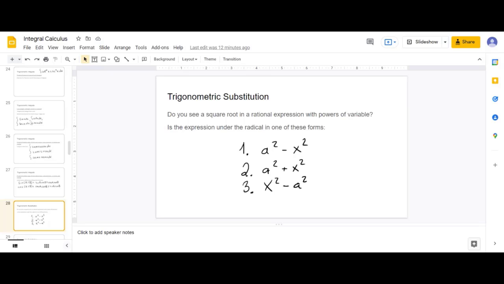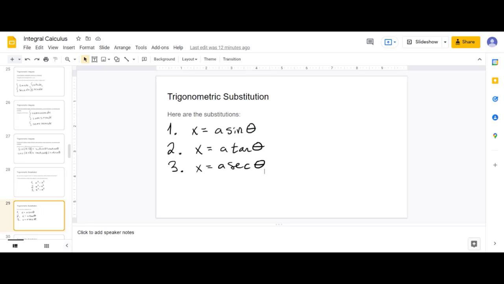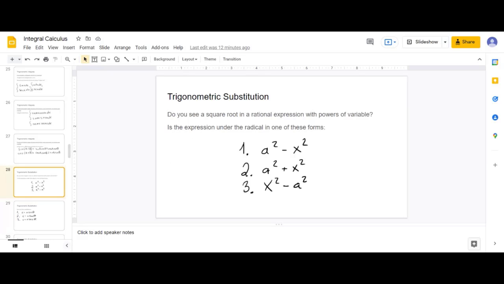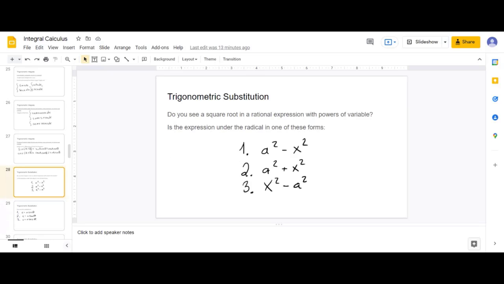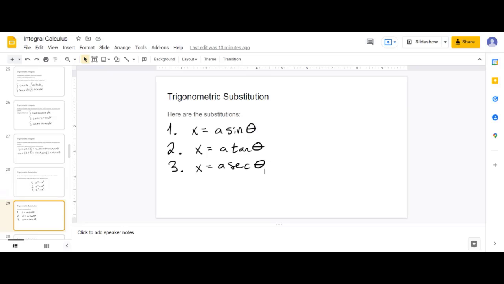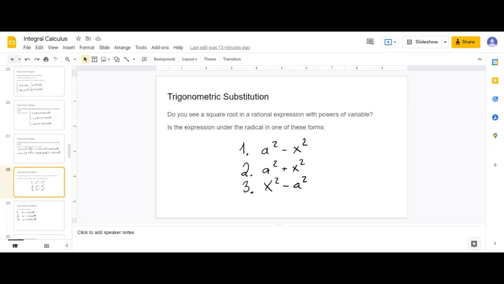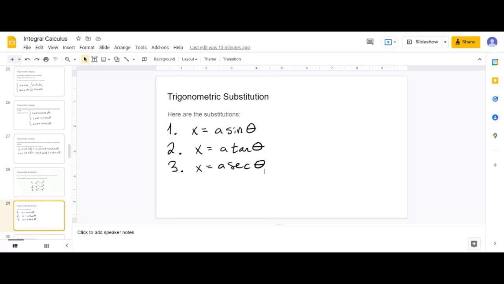Trig substitution, right? There was a question over this before the session got started. Do you see a square root in a rational expression? That means just a fraction with powers of variables. Is the expression under the radical in one of these forms? If so, I would bet it's a trigonometric substitution. For a squared minus x squared, we have x equals a sine theta. If it's a squared plus x squared or x squared plus a squared, then it's x equals a tangent theta. And for x squared minus a squared, you would use x equals a secant theta.